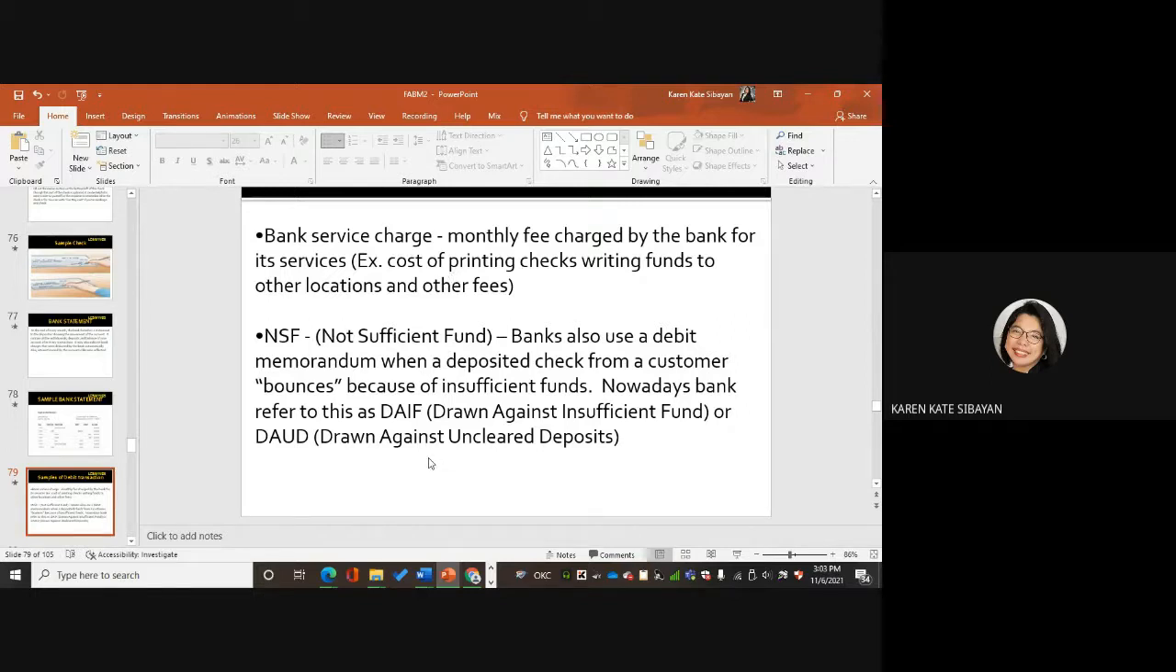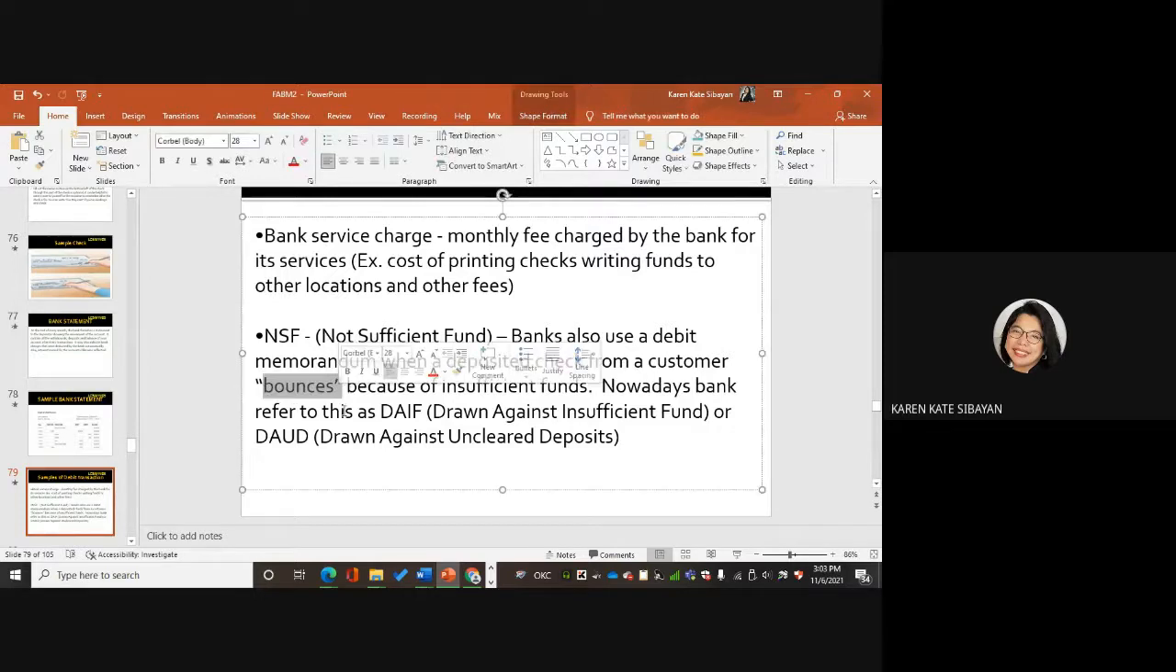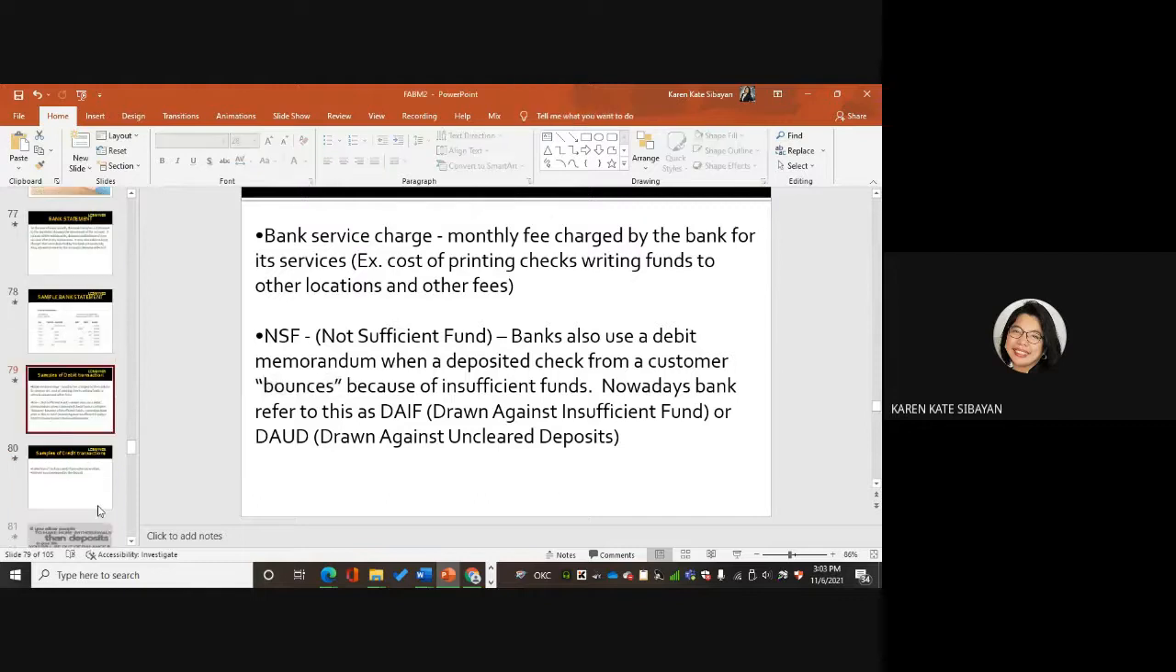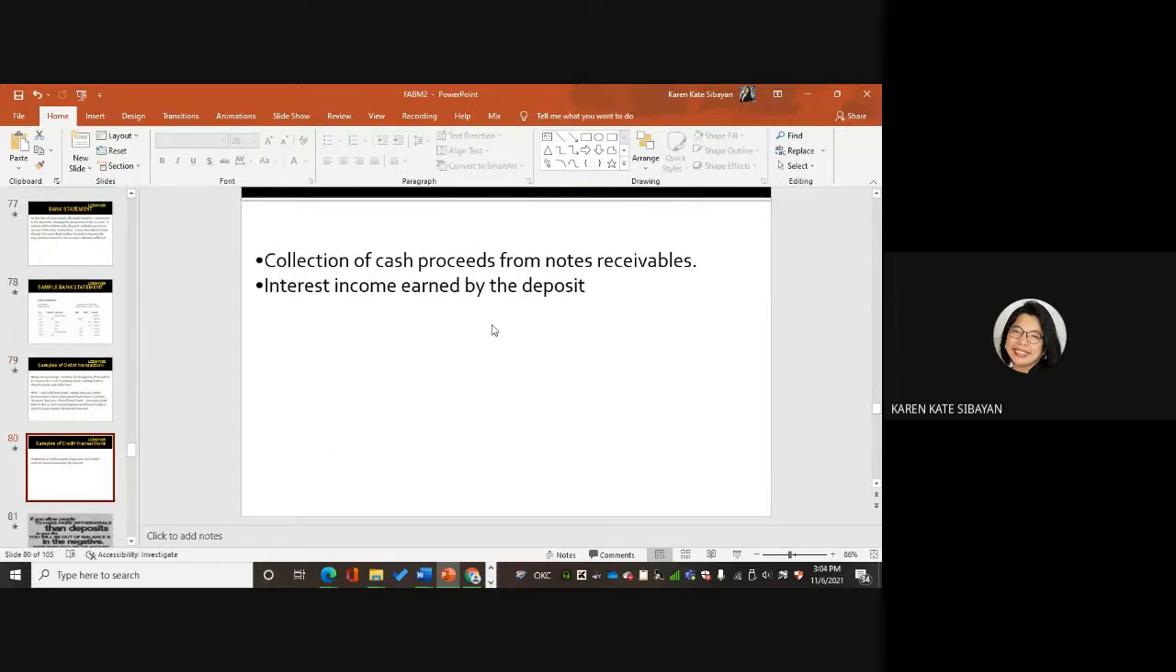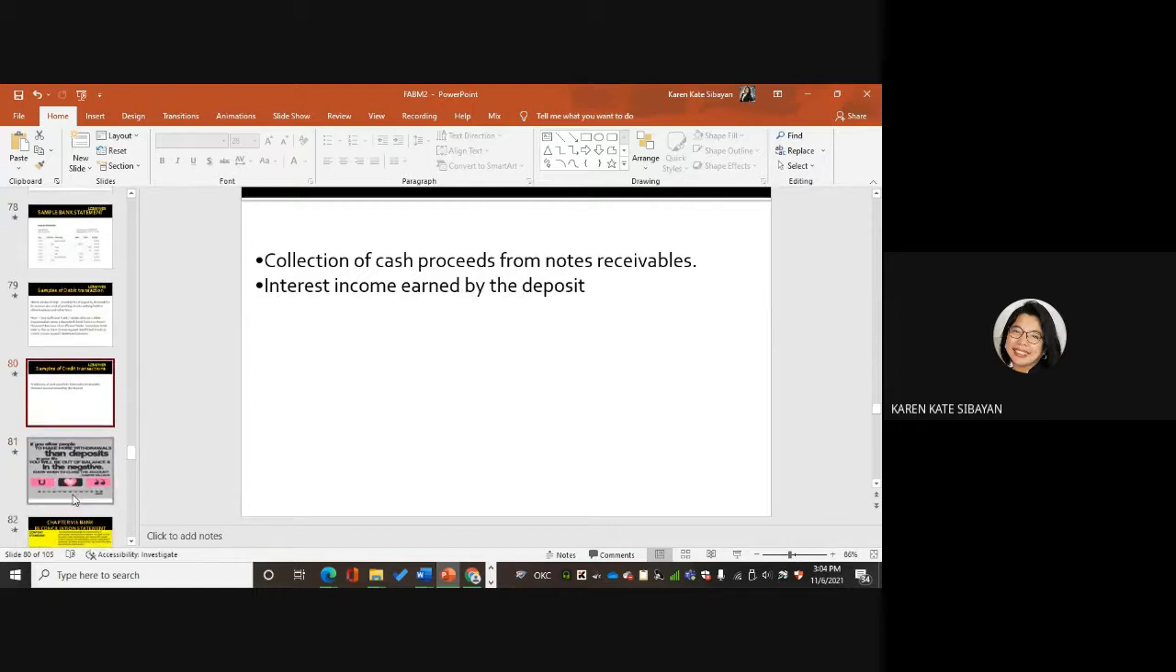So, non-sufficient fund, NSF, banks also use a debit memorandum when a deposited check from a customer bounces. Ito yung bouncing check. Nag-issue si owner ng check pero wala naman palang laman yung check. Okay, because of insufficient funds nowadays, bank refers to this as drawn against insufficient funds or drawn against uncleared deposits. Okay, so collection of cash proceeds from notes receivables, interest income earned by the deposits.